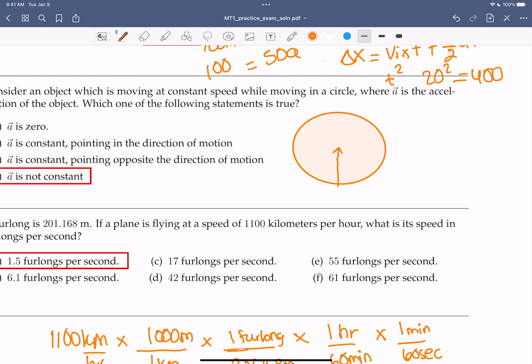Acceleration is going to be constantly changing. It's going to be pointing radially inward towards the center of the circle, right? That's the idea for what we call centripetal acceleration. So at any point in the circle here, it's always going to be pointing towards the center. The acceleration is always pointing towards the center.